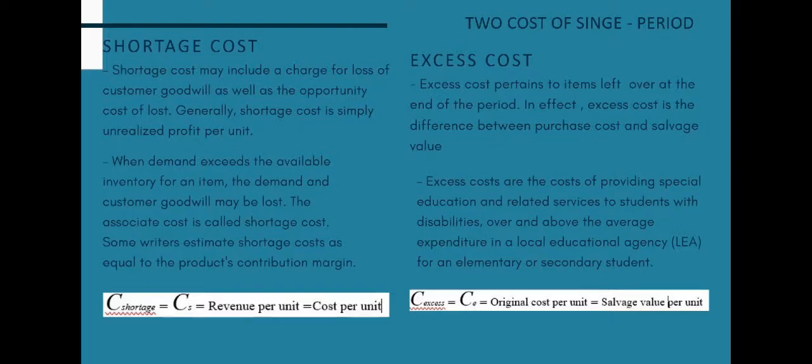Some writers estimate shortage costs as equal to the product contribution margin. The formula of shortage cost is: shortage cost is equal to revenue per unit minus cost per unit.